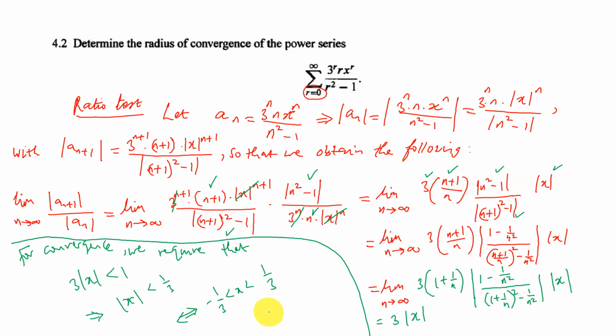But we always need to check the endpoints. So we need to investigate 1/3, and we also need to investigate minus 1/3 and check what's happening.